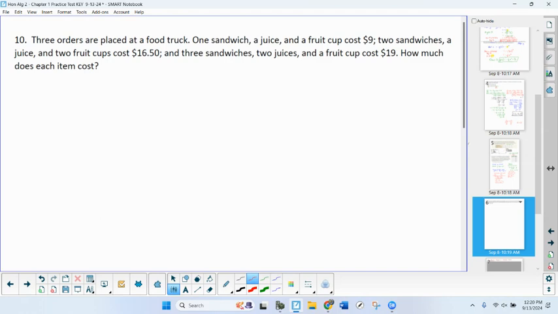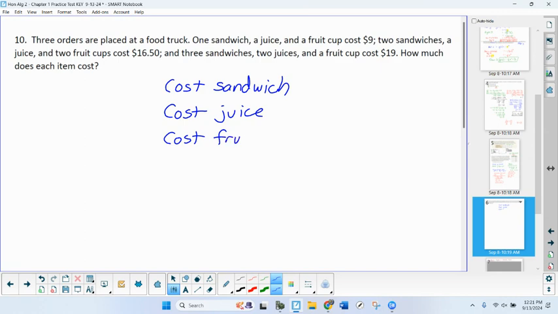3 orders were placed at a food truck. A sandwich, a juice, and a fruit cup cost $9. 2 sandwiches, a juice, and 2 fruit cups cost $16.50. 3 sandwiches, 2 juices, and a fruit cup cost $19. How much does each item cost? So start by asking yourself, what are you trying to find? So Natalie, what are you trying to find? The cost of the sandwich. Okay, the cost of a sandwich. What else? Cost of juice. The cost of a juice, and what else? Cost of a fruit cup. Okay, did you let it be X, Y, Z?